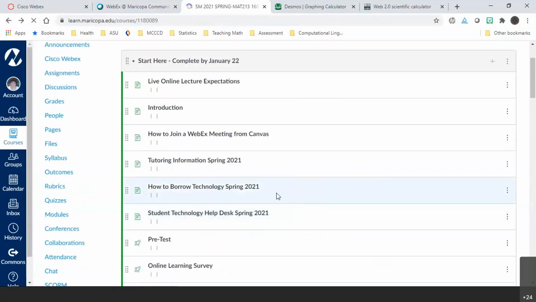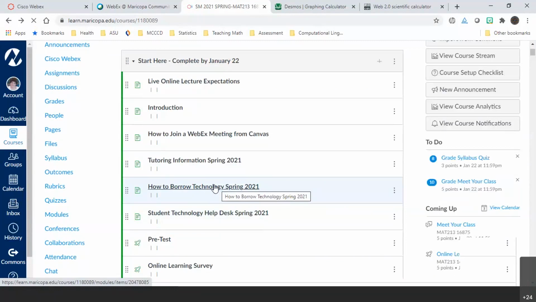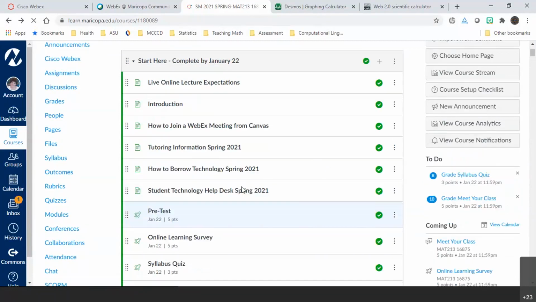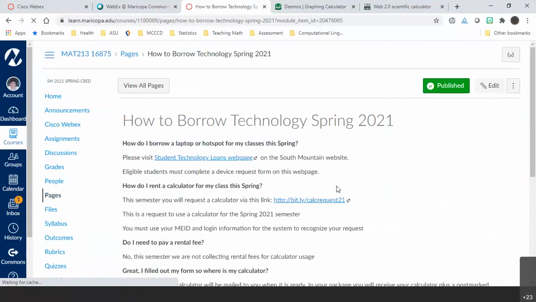The other thing that's super important is how to borrow technology. I realize in the situation that we're in this semester, it's difficult to have what you need in order to move forward. Borrowing technology includes not only borrowing a laptop or a Wi-Fi hotspot, but also a calculator. So here's calculator requests if you want to borrow a TI-84.